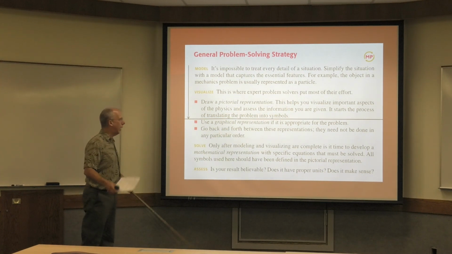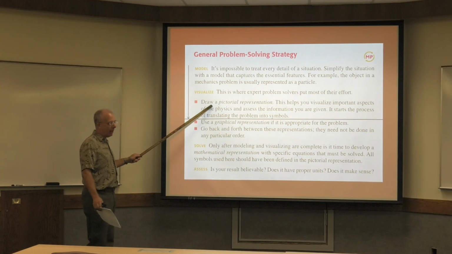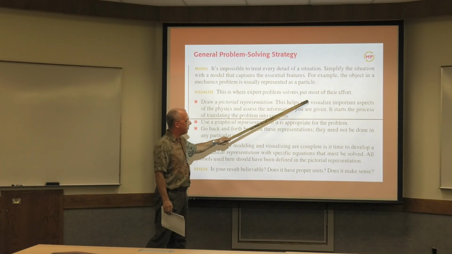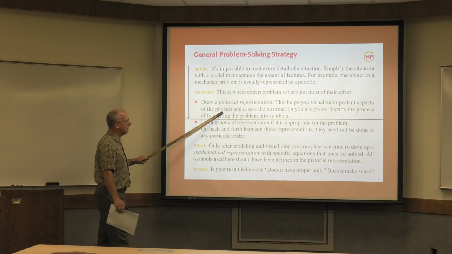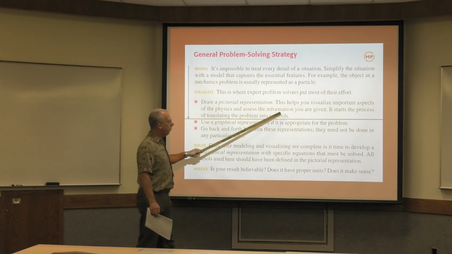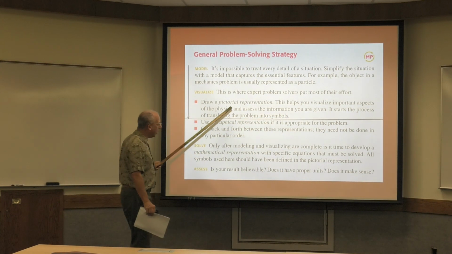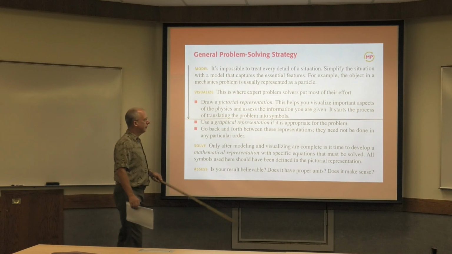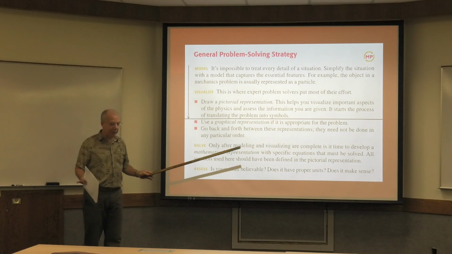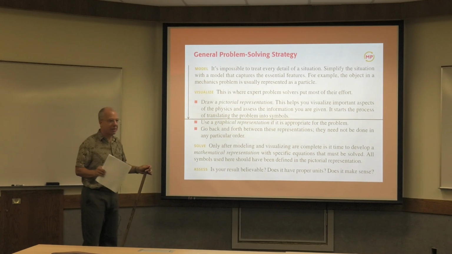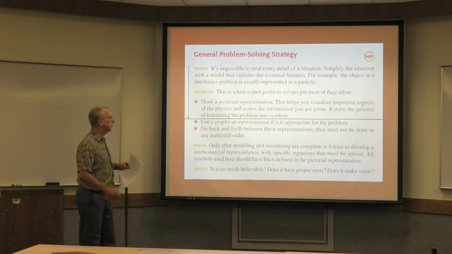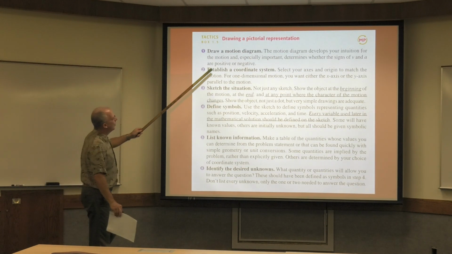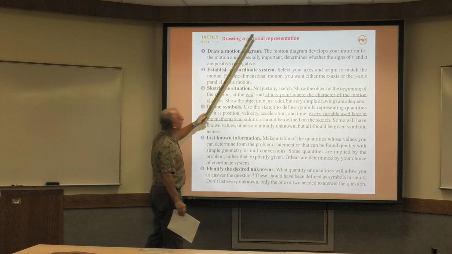What does it mean to visualize? Well, we're going to learn how to draw something called a pictorial representation. This helps you visualize important aspects of the physics and assess the information you're given. It starts the process of translating the problem into symbols, right? So we're going to spend a lot of time on this pictorial representation because it's probably the most important part. Oh my gosh, look at all that. All right, so drawing a pictorial representation.